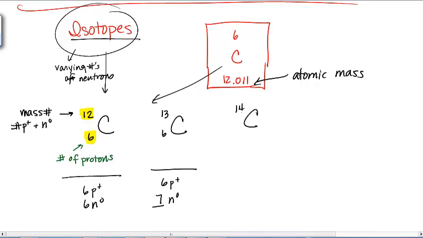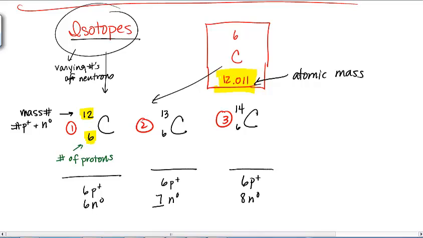Or we could have carbon-14. You've probably heard of radioactive carbon-14 dating. It's a radioactive element, and it also has 6 protons, but it has 8 neutrons. So these are 3 different isotopes of carbon. And almost every element on the periodic table contains mixtures of isotopes. And so the question becomes, well, where did this number on the periodic table come from?